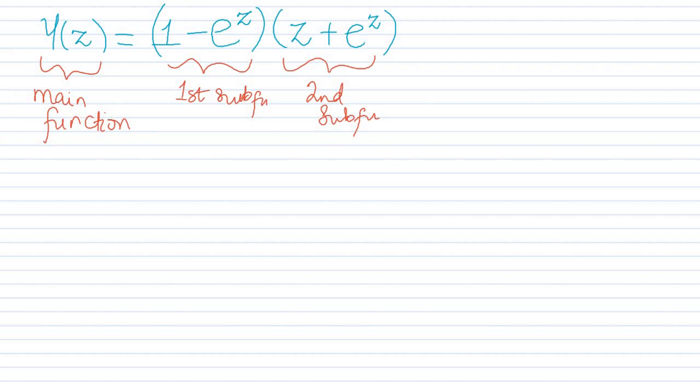Before we go on to apply the product rule, let's write the general statement of a function that comprises two subfunctions multiplied together. So we have y of x equals f of x multiplied by g of x. So basically this is it.